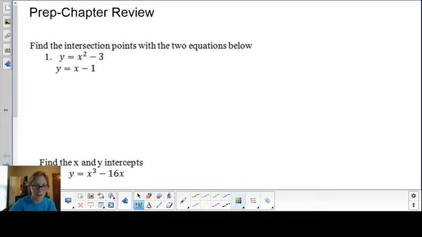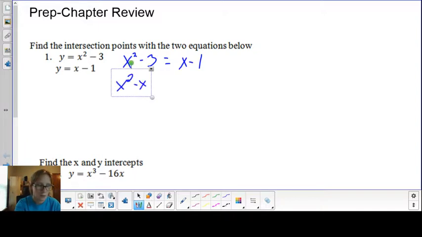We notice that they are not both linear equations, so we're going to go ahead and start by setting them equal to each other. So I have x squared minus 3 is equal to x minus 1. I need to get everything on the same side so I can factor. So I'm going to move over that x and that negative 1. So I have x squared minus x minus 2 is equal to 0.